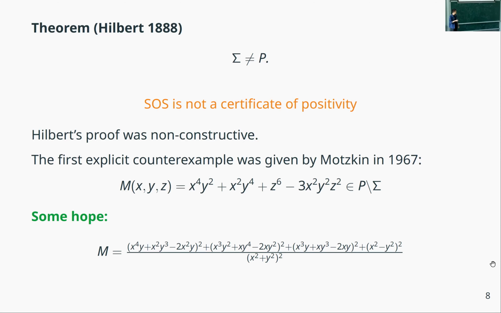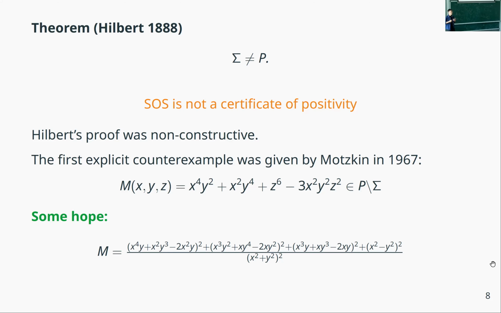So this is a polynomial which is positive. It is easy to prove. And once you can prove that, it cannot be written as a sum of squares of other polynomials. So, wow, it's hopeless, right? Positivity is really difficult. Although this polynomial cannot be written as a sum of squares, Motzkin shows that it can be written as a sum of squares over some other squares. So this approach gave us some hope.